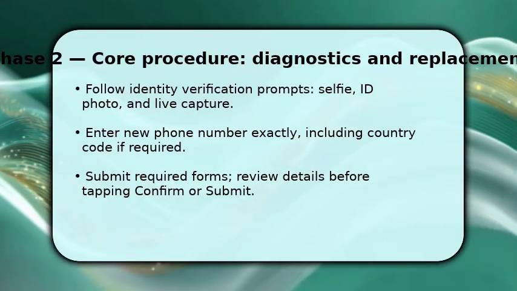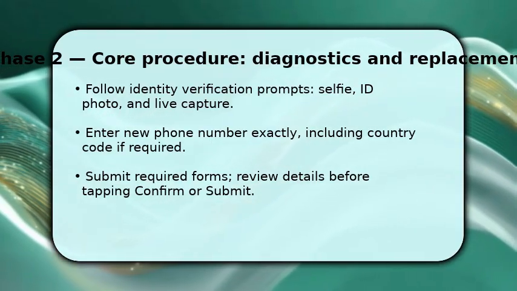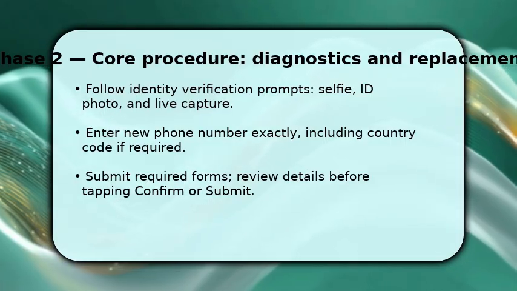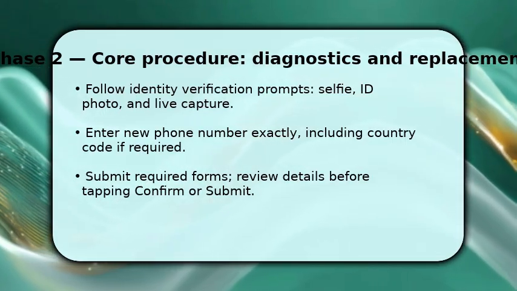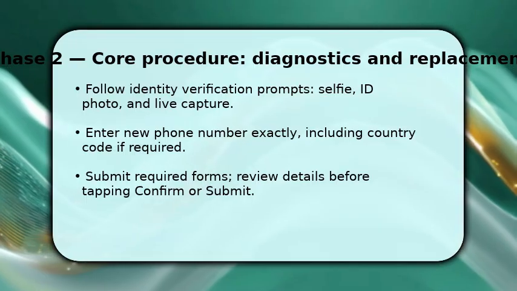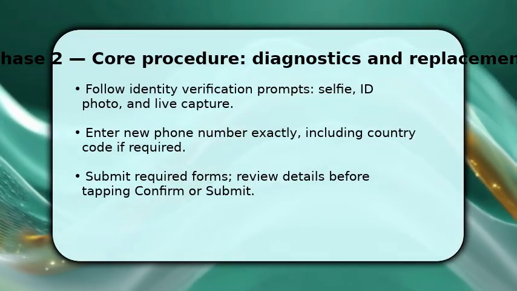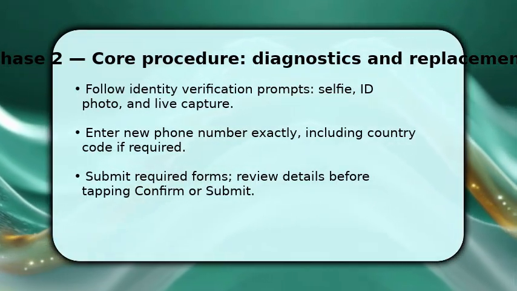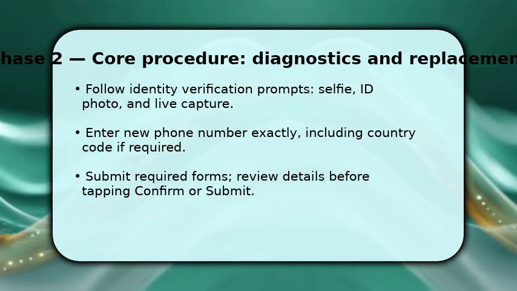Next, enter the new phone number carefully, including the country code if needed, and double-check for typos. Attach or fill any additional forms the app asks for, then review everything once more. When accurate, tap Submit or Confirm to send your update for processing.